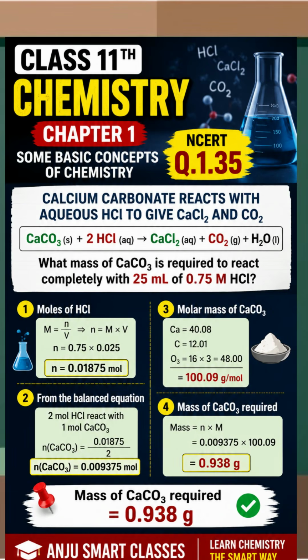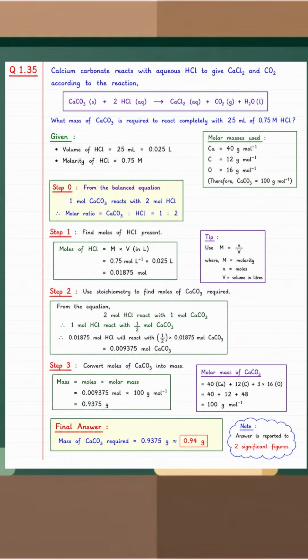Hello students, in this video we are solving class 11 chemistry, chapter 1, Some Basic Concepts of Chemistry, NCERT question 1.35. The question is, calcium carbonate reacts with aqueous hydrochloric acid according to the reaction: calcium carbonate plus 2 hydrochloric acid gives calcium chloride, carbon dioxide, and water.